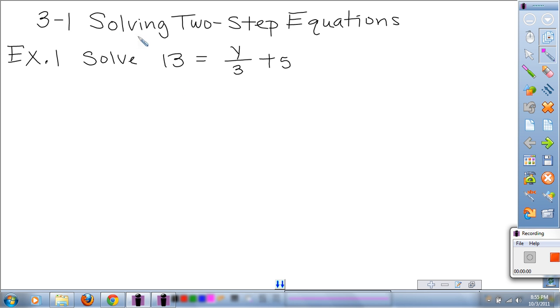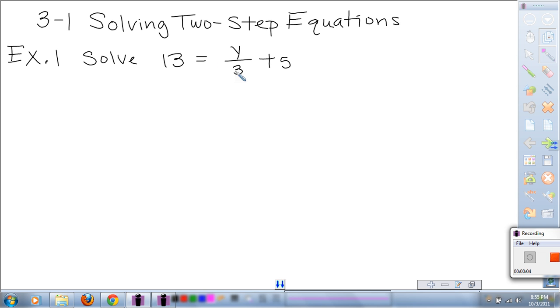This is lesson 3-1, solving two-step equations. In the last video we learned how to solve one-step equations, so we're just taking it one step further. The thing to note about two-step equations is that you're always going to add or subtract first. Remember that you're trying to do inverse operations, or the opposite of whatever's happening to your variable. You're trying to undo what's happening to your variable to get it alone.